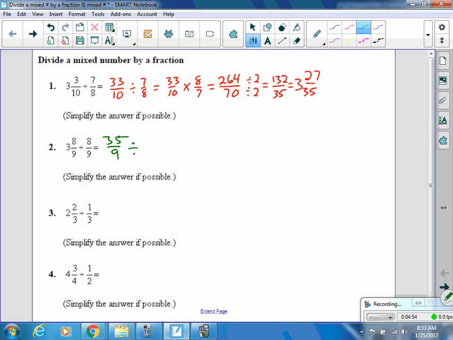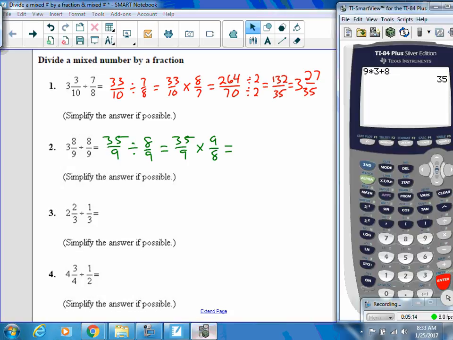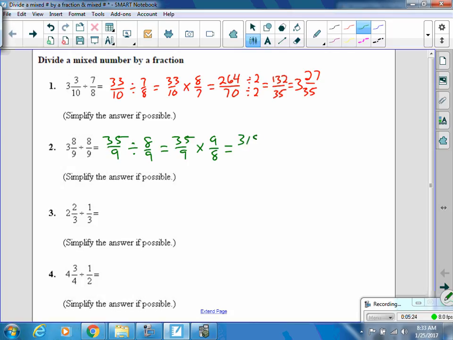Okay, so I've got 35 over 9 divided by 8/9. Now, the 35 over 9 is going to stay. I change my division to multiplication. I flip the 8 over 9 to 9 over 8. And now I'm going to go ahead and multiply the top. So I take my 35 times 9, and I get 315. And I already know that 9 times 8 is 72.